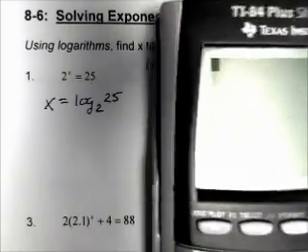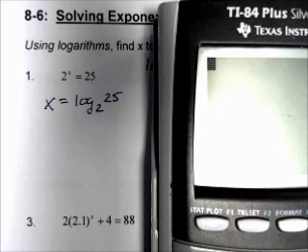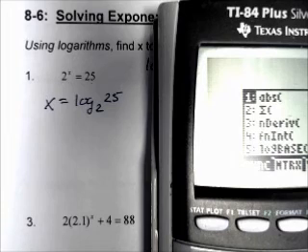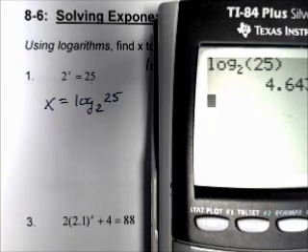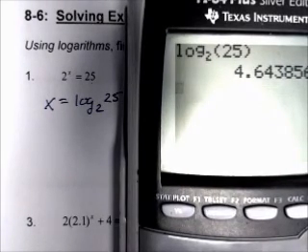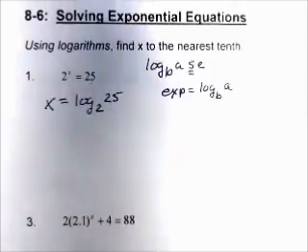Now we go to our calculator, log base, so this is alpha window number 5. So x equals log base 2 of 25, and rounding to nearest tenth, that's 4.6.